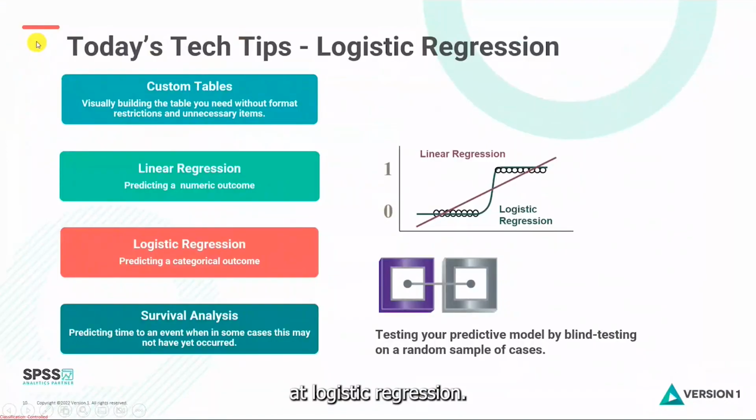So now we'll have a look at logistic regression. We use logistic regression to predict a categorical outcome. I will show you binary logistic regression. What I want to understand is customers who take up a news channel subscription. So this dependent variable has two categories. They either did or did not take up the news channel subscription. I have information about my customers, and I want to use this information to build a model to predict the take up. So I'll show you how to do this in SPSS. And then I also wanted to show you how to test your predictive model by blind testing on a random sample of cases.